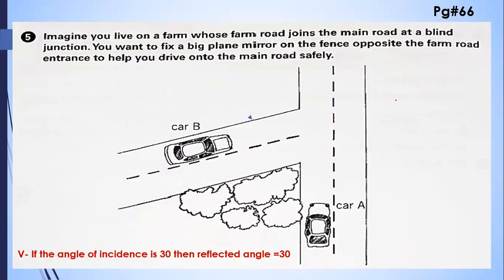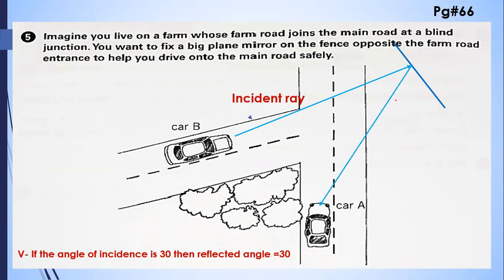So first of all, we will put a mirror. So this is a mirror. We will put the mirror at this position where the ray of light is reflecting from car A and it will enter car B easily. So the ray of light is coming from car B, striking the mirror. It is reflecting from the mirror and it will enter car A.